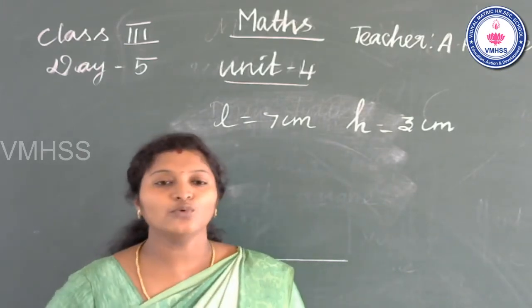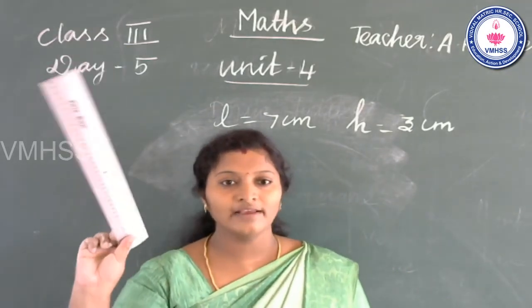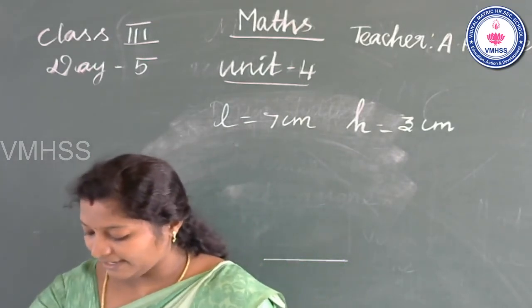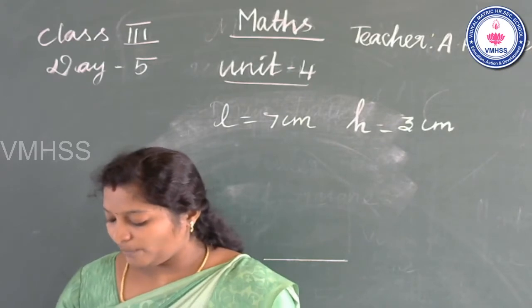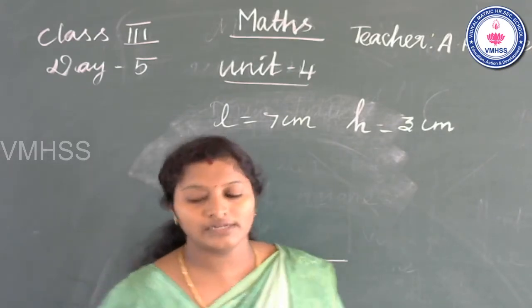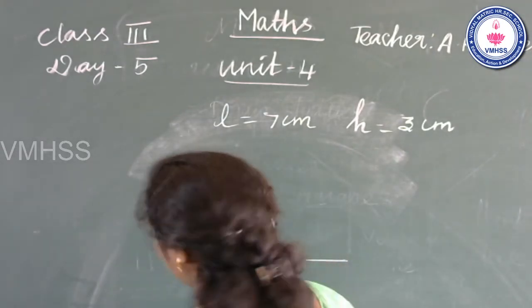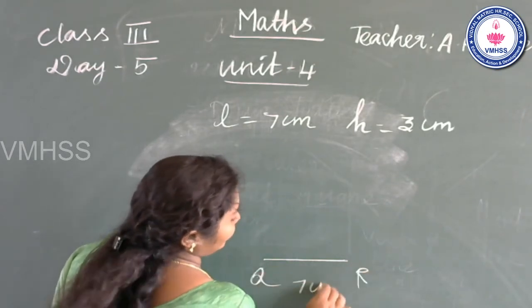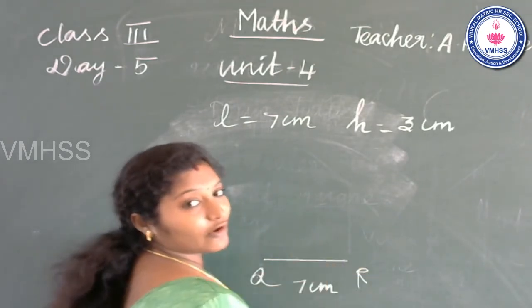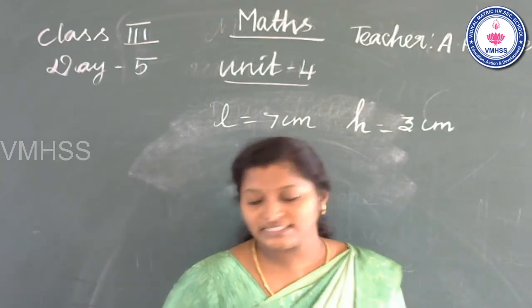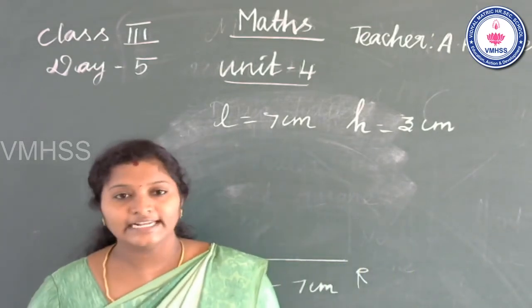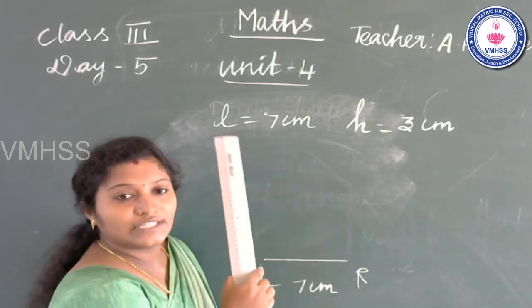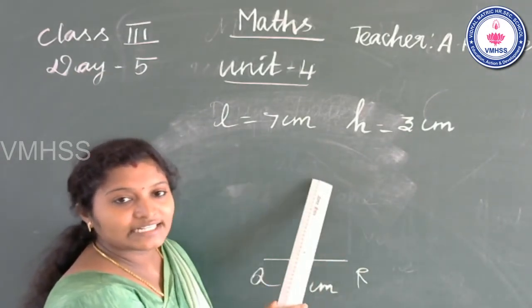So using a ruler, draw a horizontal line of 7 centimeter. Mark it as QR. So now we denote QR. This one is 7 centimeter. Do you understand? This is a horizontal line of 7 centimeter. So what is this? This is the length. The length of the rectangle is 7 centimeter.